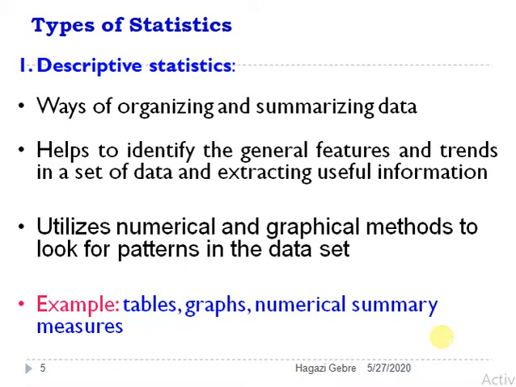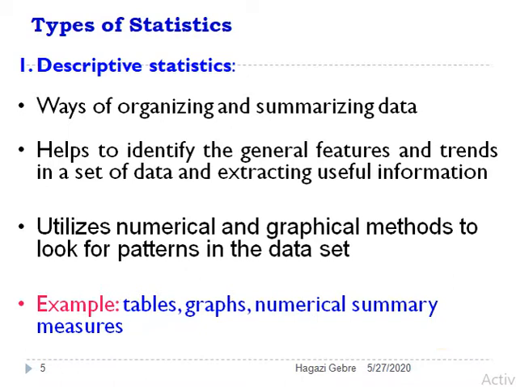In this case, we may have unexpected values, and we have to trace back to the study subjects under which the outlier or any unexpected value is contained. So we utilize numerical and graphical methods to look for patterns in the data set. Examples are tables, graphs, and summary measures.